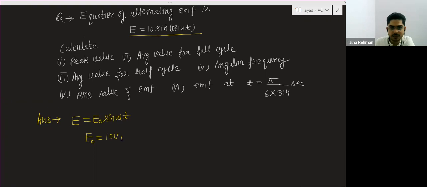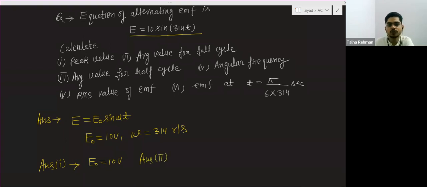And this is sine omega T. From here you will get omega 314 radian per second. So that is answer first. Peak value is E naught. E naught is also known as peak value. So peak value, E naught is equal to 10. Okay. Answer second.